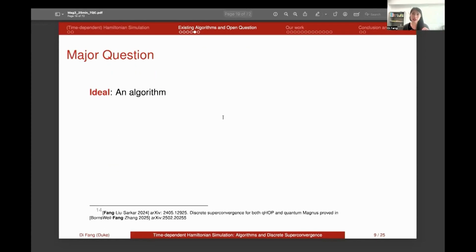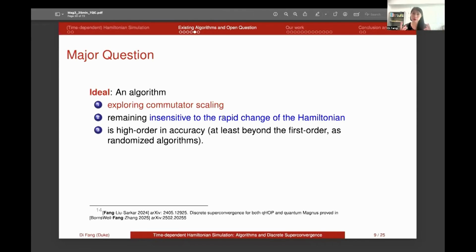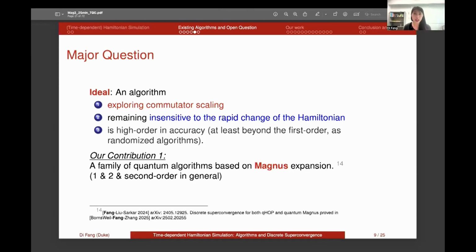So imagine if I make a wish list of the type of features I would like to have in a time-dependent Hamiltonian simulation algorithm. I would like to have two features. On top of that, I hope our algorithm is high order, in the sense that it's at least beyond the first order, as that is what is typically expected for randomized types of algorithms. So here is our contribution.